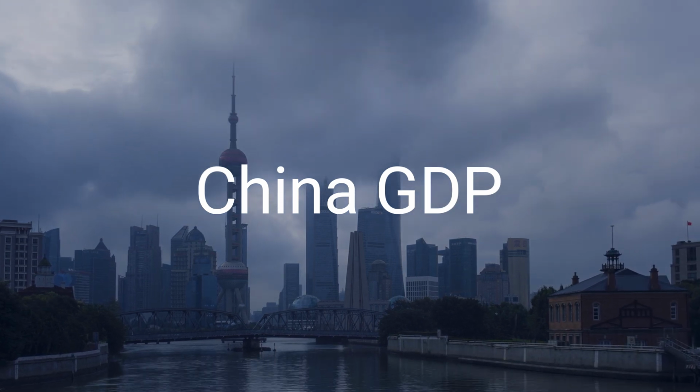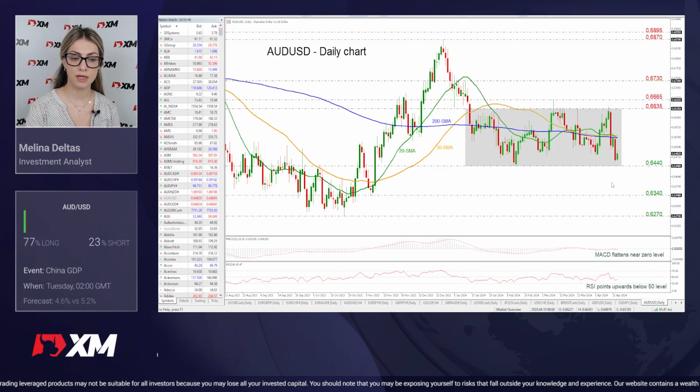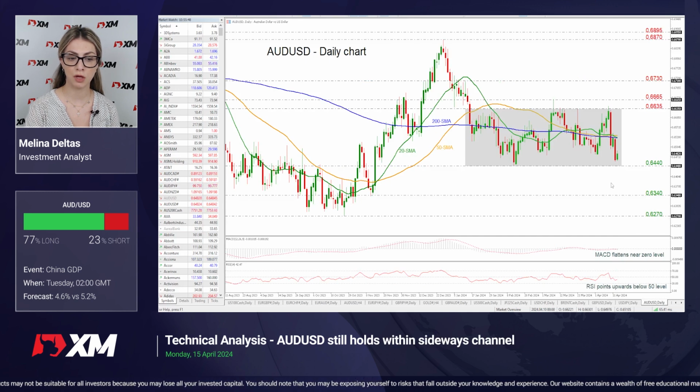Now moving to China, it will release its GDP figures on Tuesday. The annual rate is forecast to have dropped from 5.2% to 4.6%. Aussie dollar is moving within this sideways channel since mid of January, with mid-level around these SMAs here.